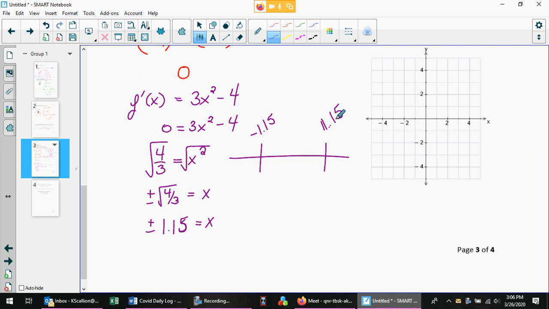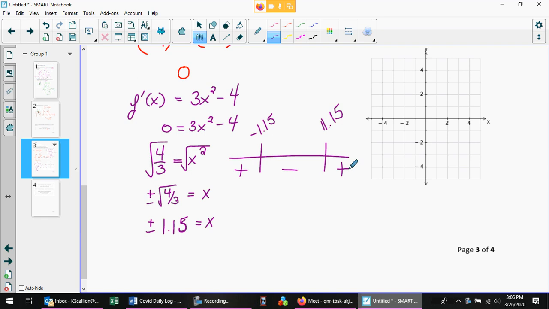I'm going to substitute values in. So something less than negative 1.15, I'm substituting, let's say, negative 2 in. That would be 12. 12 minus 4 is a positive 8. If I throw a 0 in, because that's in between them, we know that it will be negative 4, so this one would be negative. And if we put 2 in, it's still going to give me a positive.